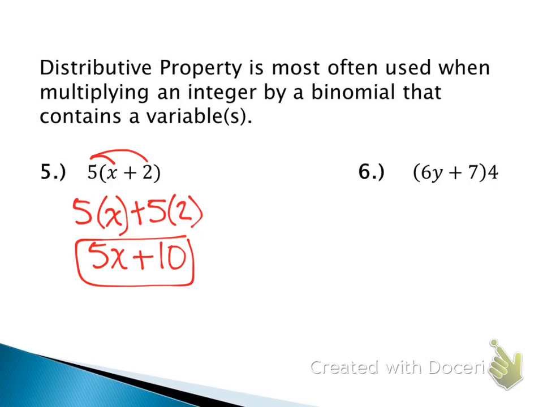We talked on that first slide about the distributive property that we don't only distribute from the front of the parentheses, we can also distribute from the back of the parentheses. That means that we are able to take this 4 times 6y and 4 times 7. So written out, that's what it would look like. 4 times 6y plus 4 times 7.